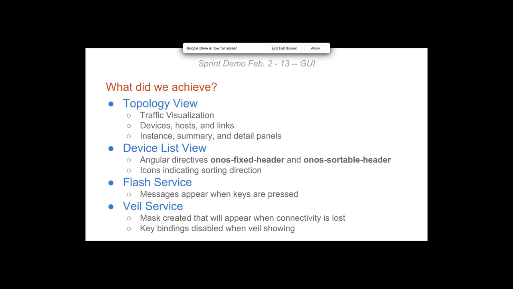So we achieved a lot of the topology view. It looks pretty similar to what it had originally. There's a few things I finished. It has traffic visualization. It shows devices, hosts, links. It also shows the instances, the summary, and detail panels like the previous one did. What's new is the device list. We used Angular directives to have a scrolling body with a fixed header.